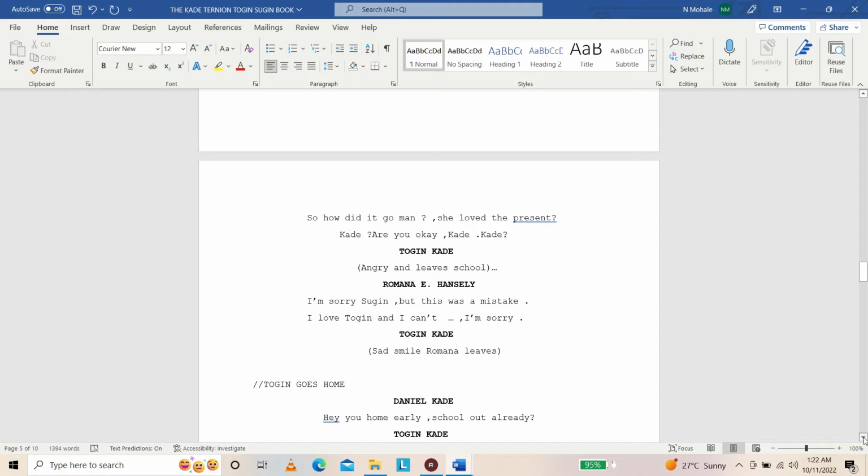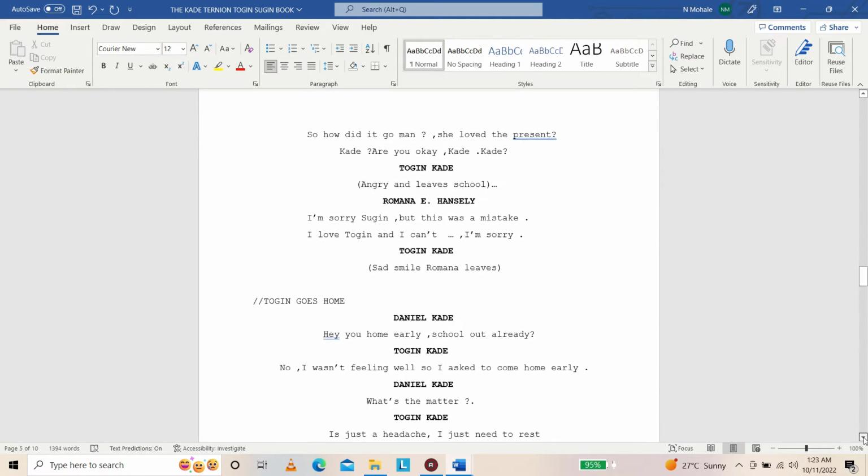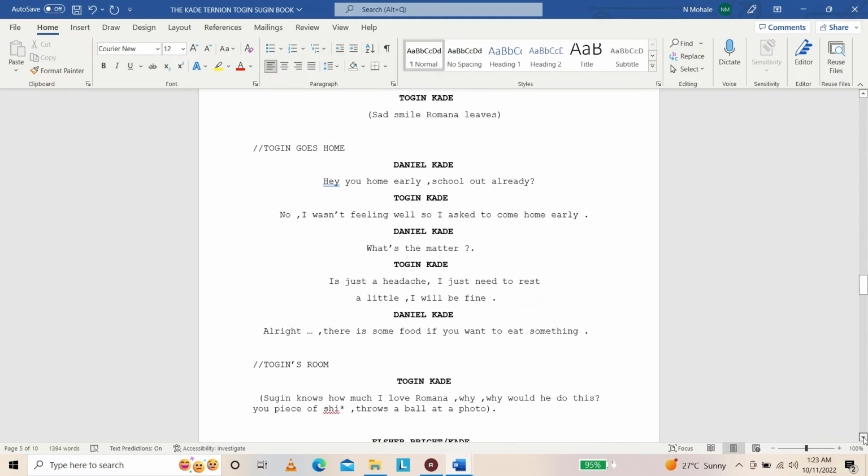You can see now things are about to escalate. So then we have someone called Sparrow Stall here, and that's Tujin's friend. He says, "How did it go, man? She loved the present." He says, "Kade, are you okay? Kade, Kade." You can see Tujin is angry, and he leaves the school. Romana, back in the classroom, says, "I'm sorry, Sujin, but this was a mistake. I love Tujin and I can't. I'm sorry." And then Tujin Kade, there you can see he says smile, and while Romana leaves, they just kind of said smile. And then we have Daniel Kade, that's Tujin and Sujin's father.